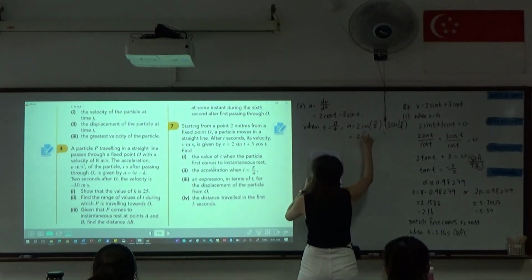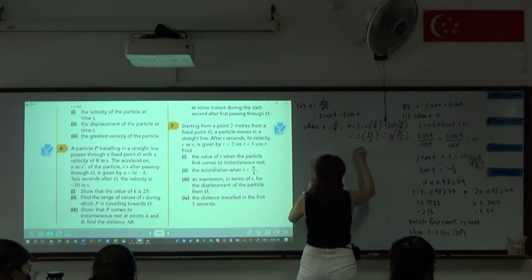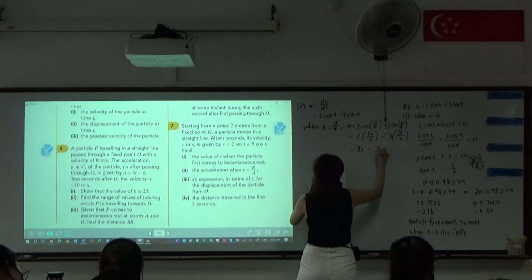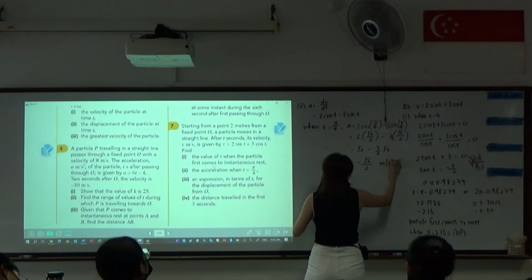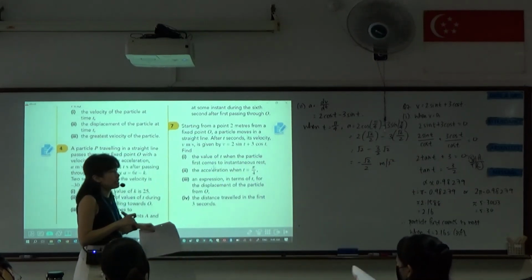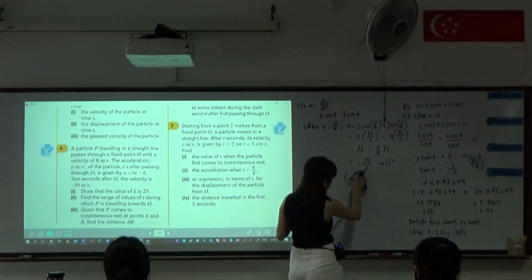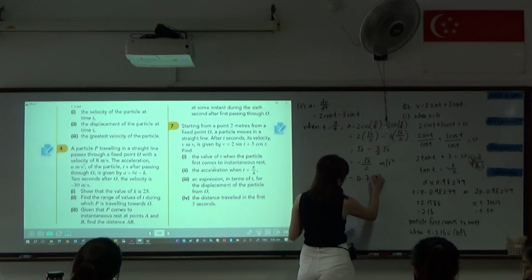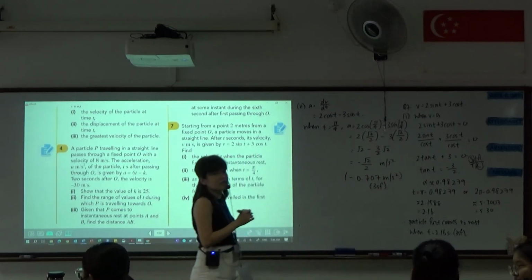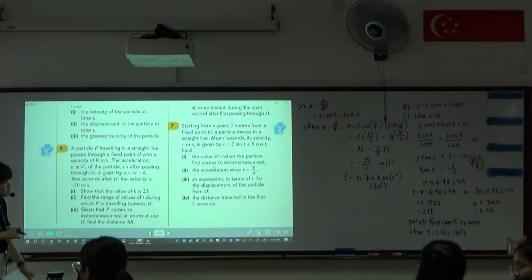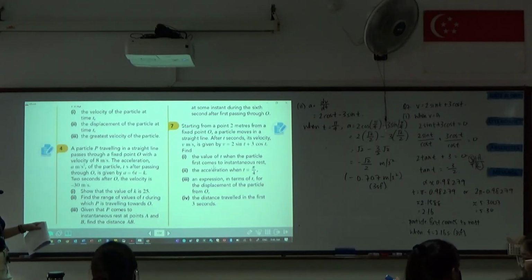So if you want to leave it exact, that will be negative square root 2 over 2. Otherwise, negative 0.707 is also fine, since the question didn't specify. Then in part 3, an expression in terms of t for the displacement.